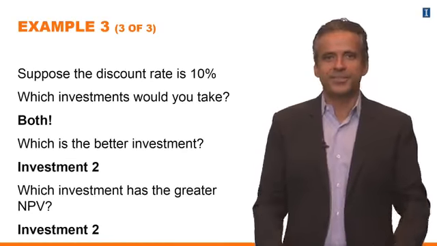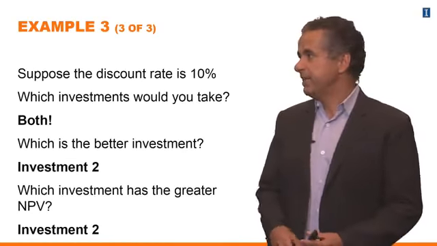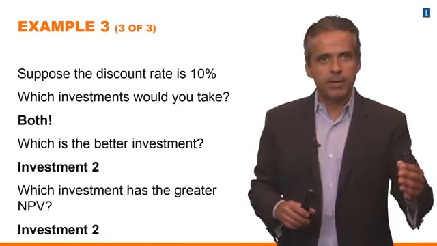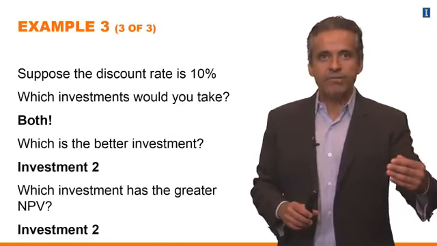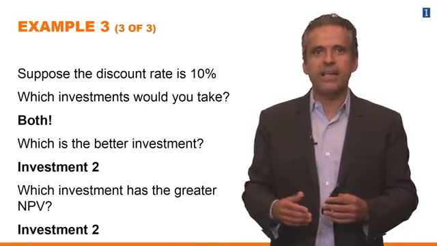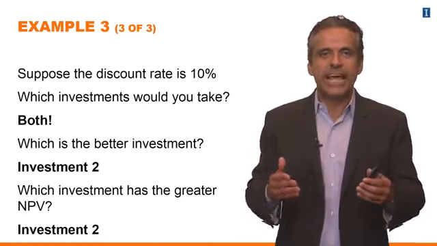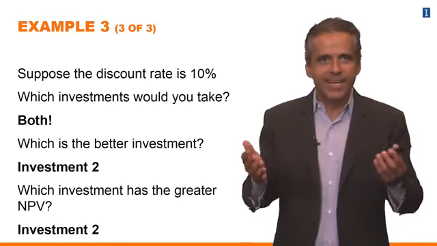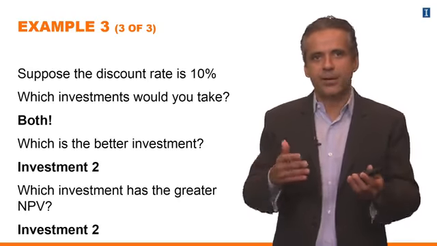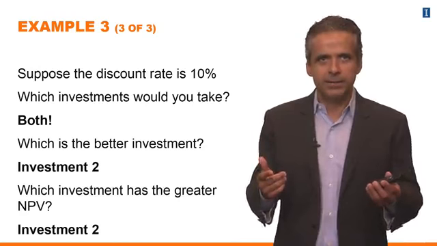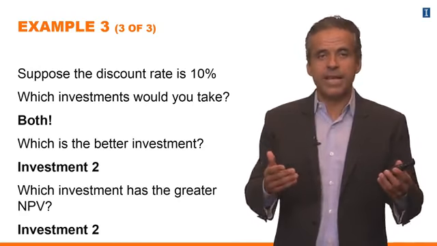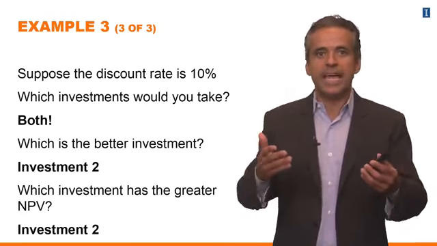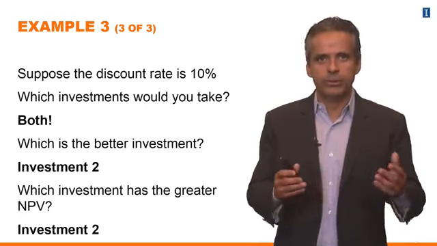So let's do the answers here. Which investment would you take? Remember the rule. We take all investments that create shareholder value, right? So we would actually take both. Investment 1, it's 1 cent, we don't care about, but it is a good investment. It is creating value. So you would actually take both. That's what we should do.